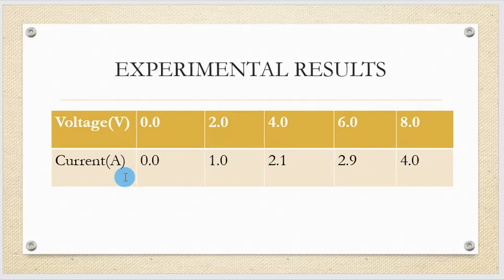Now there are two types of graphs we expect here. We can plot either a current against voltage graph, where current is along the vertical axis and voltage is along the x-axis, or we can plot a voltage against current graph, where voltage is along the y-axis and current is along the x-axis. So let us look at the first type of graph we can plot using these values here.